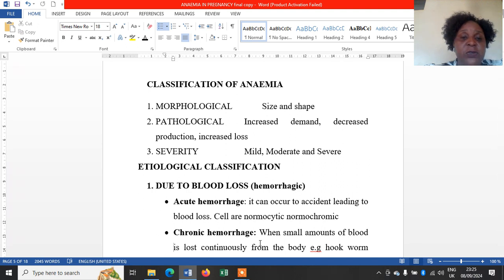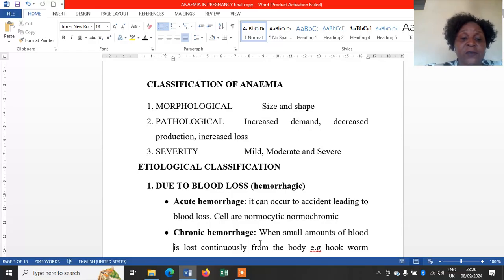Okay, now let us look at the classification of anemia. We can classify it in different ways, but one classification is according to the morphology. Morphology means how a red blood cell looks. So here we are basically going to look at its size and its shape.